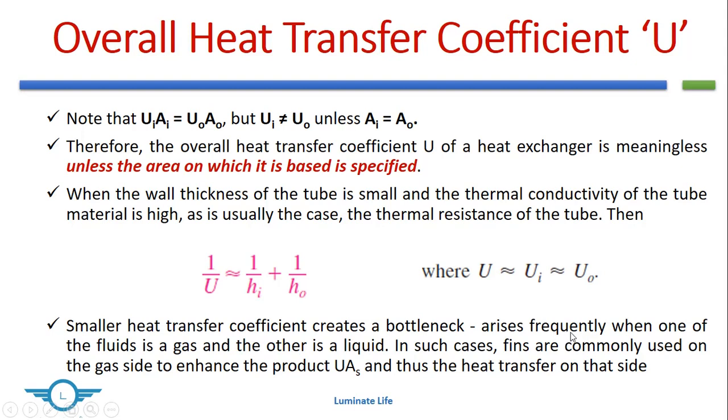This arises when one of the fluids is a gas and the other is a liquid. Suppose through the inside of the pipe we have a liquid flowing, which is a hot liquid, but on the outside of the pipe we have air, or we are using the cold fluid as air. In such cases we need to enhance the heat transfer rate, so we use fins on the gas side to enhance the product U into area. Hence our heat transfer rate is also increased.